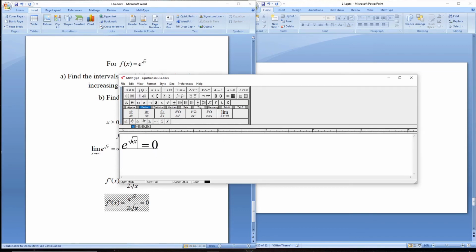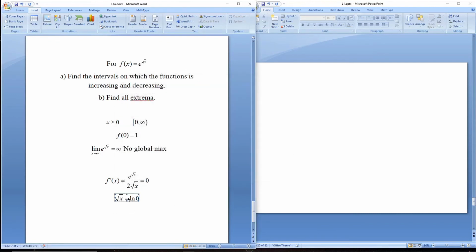And how would you solve this? Well, you would take the log of both sides, because remember, log of e to something means you'll just have the argument. But we're already at a problem because log of 0 is undefined. So what does this all mean? No solution. There is no x value that will solve this. No critical number.